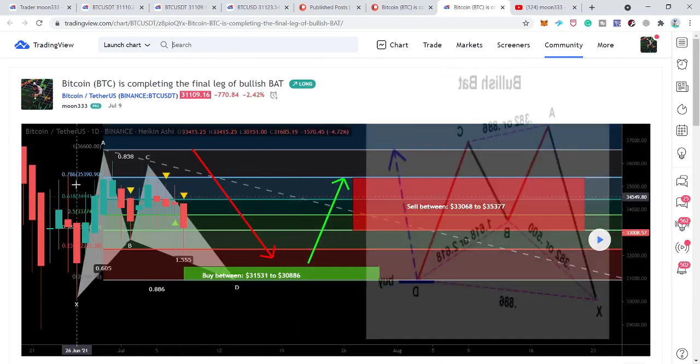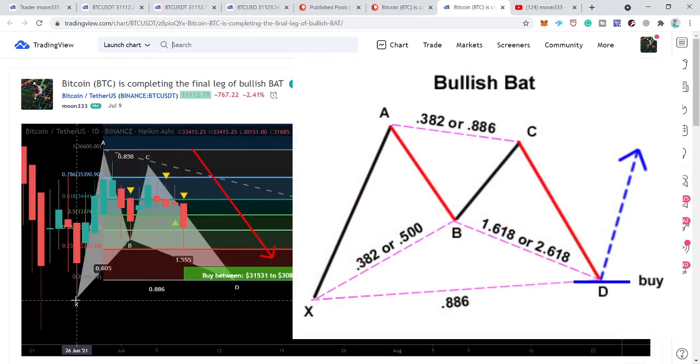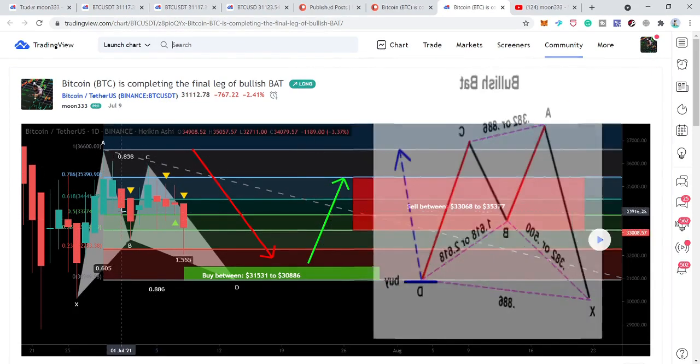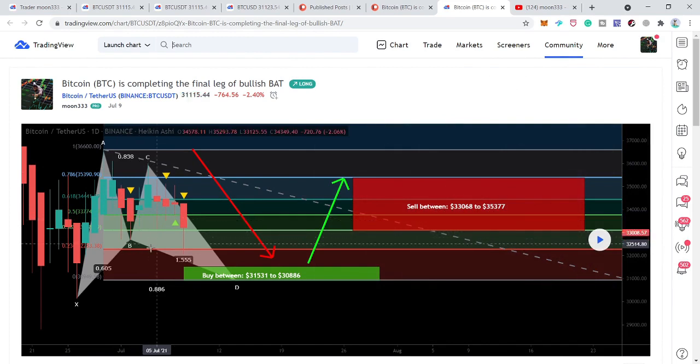Now here on this daily time frame chart, you can see that after this rally, the price action moved down between 38.2% to 61.8%, and this is the percentage of this rally from the X to A leg. Then it projected a move towards the upside between 38.2% to 88.6%, and this is the percentage of this rally from the A to B leg. Then it is projected towards the upside.